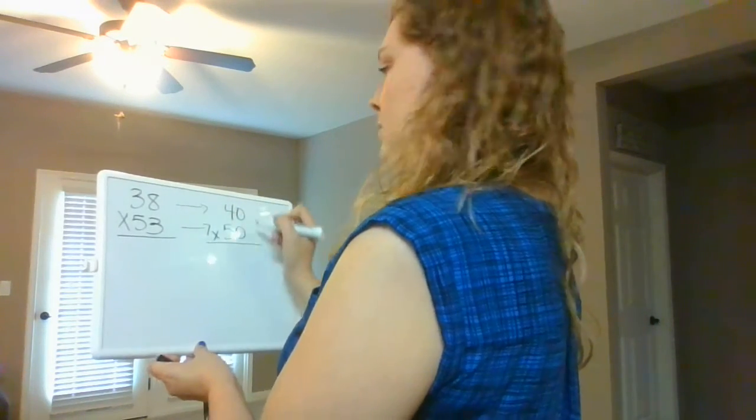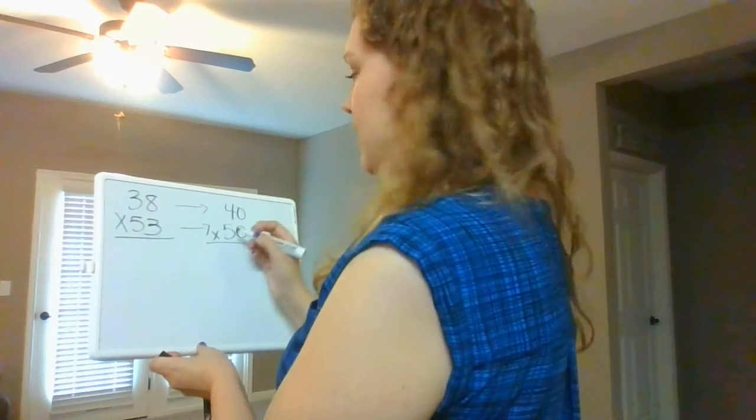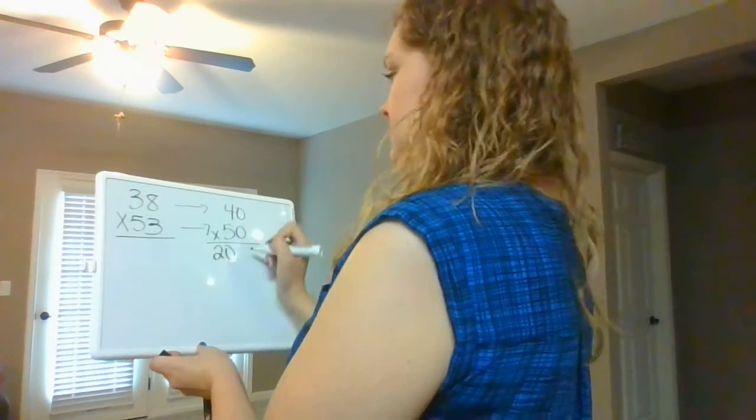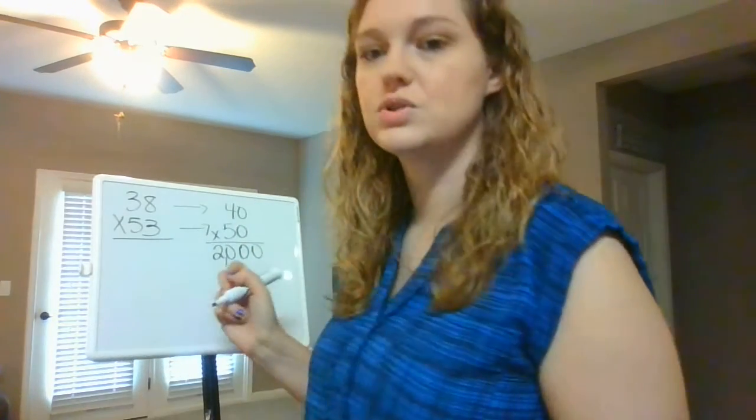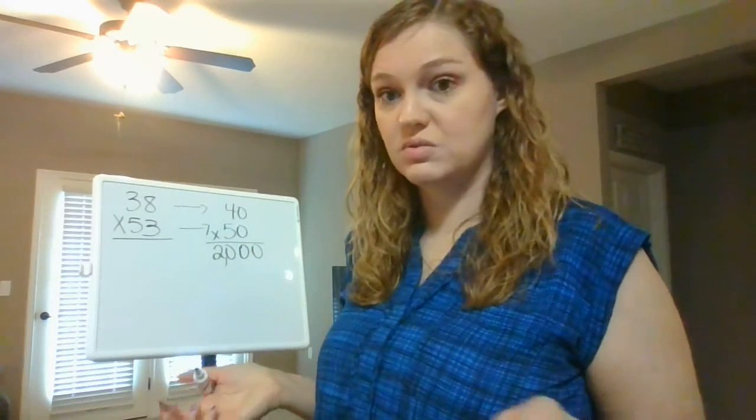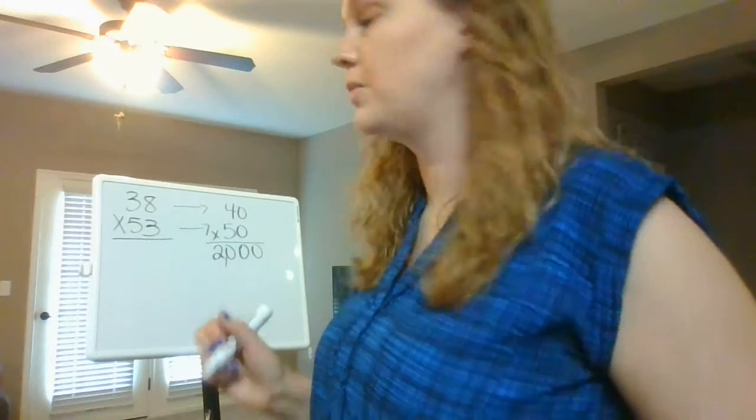So 40 times 50, well, 4 times 5 is 20. And then I still put my 2 zeros on the end. So my answer should be around 2,000. So let's find the exact answer now and see if it's reasonable.